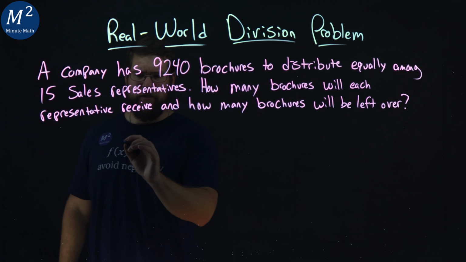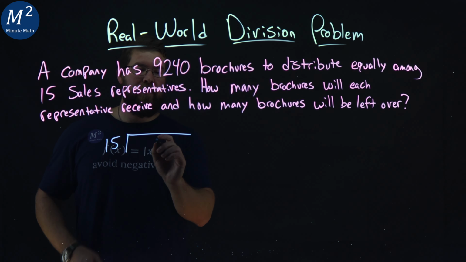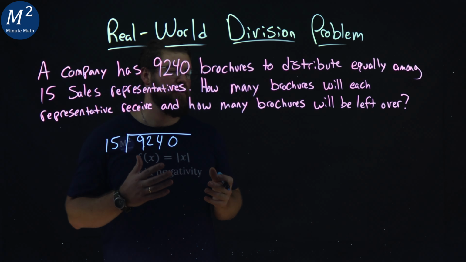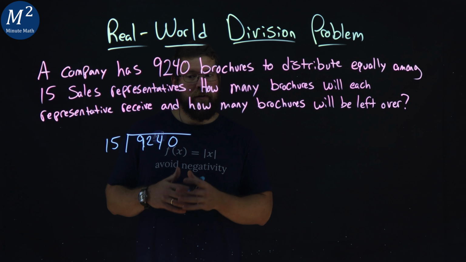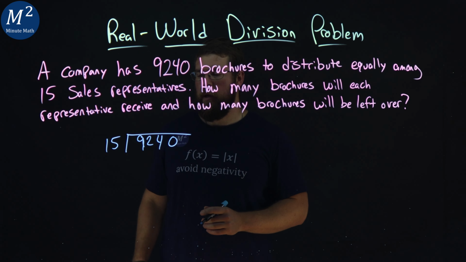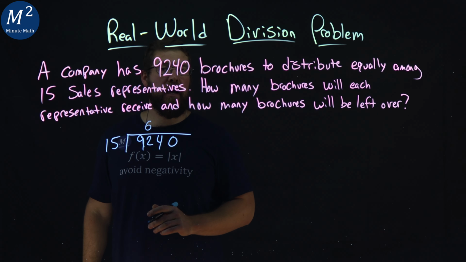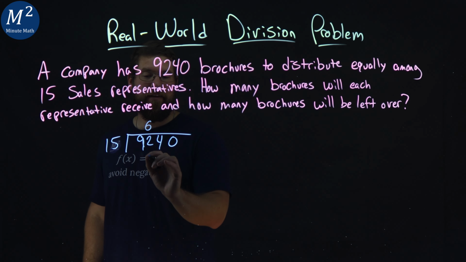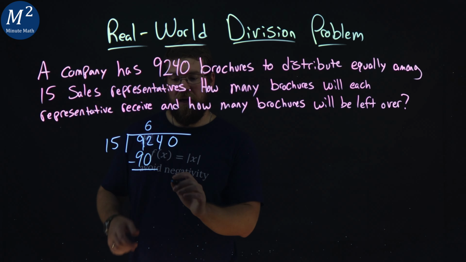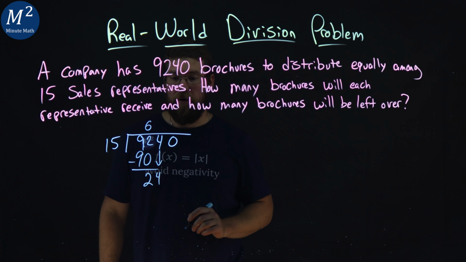So let's do some long division here. 15 sales representatives are breaking up this 9,240, the number of brochures, and anything that's left over that's not equal will be our remainder. So 15 goes into 92 6 times, because 6 times 15 is 90. Subtract: 92 minus 90 is 2. We can then bring down the 4.